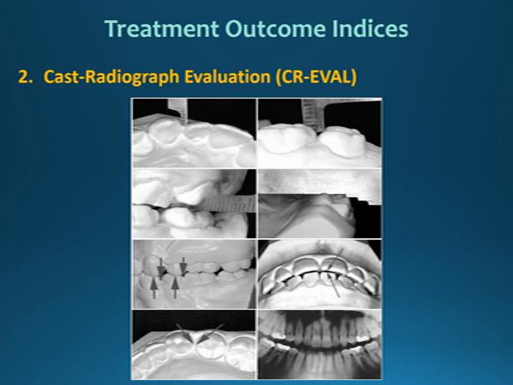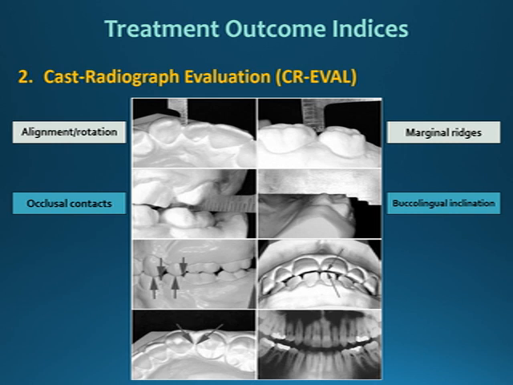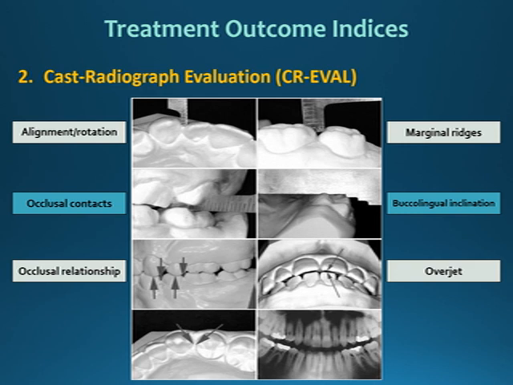The second outcome index is the cast radiograph evaluation, which was developed to assess the cases for those applying for the American Board of Orthodontics. It has 8 components: alignment and rotation, marginal ridges, occlusal contacts, buccolingual inclination, occlusal relationships, overjet, interproximal contacts, and root angulation from an OPG radiograph.